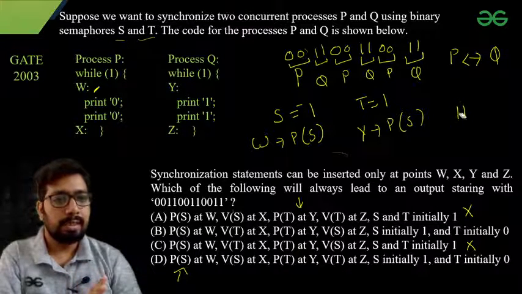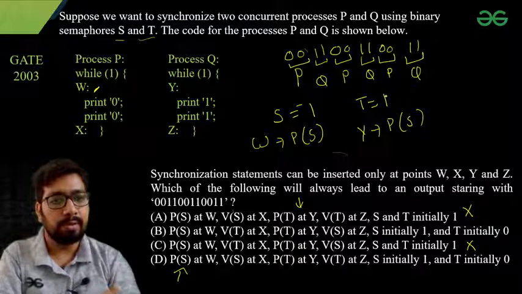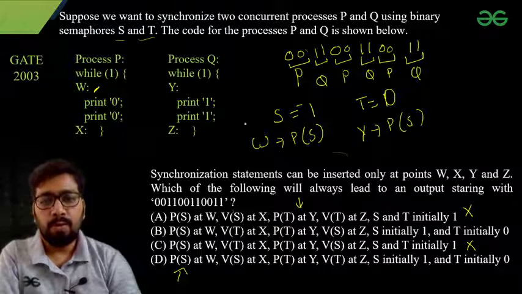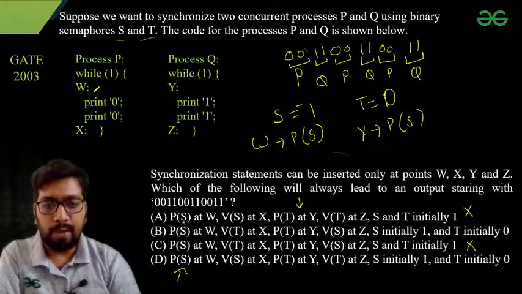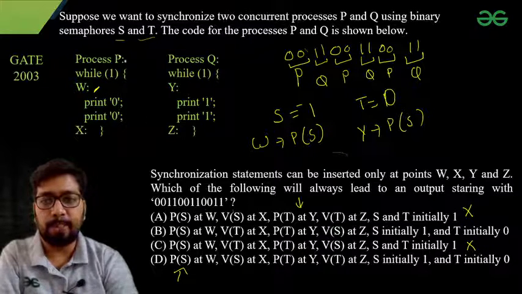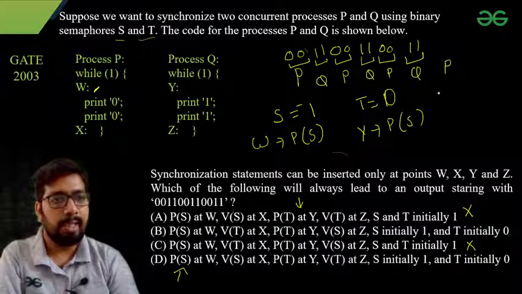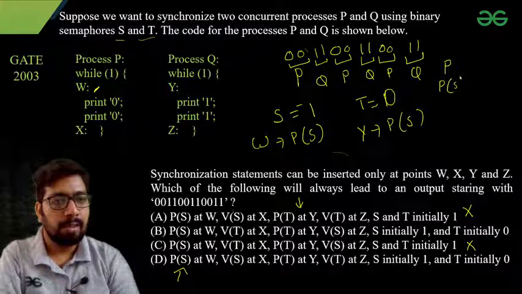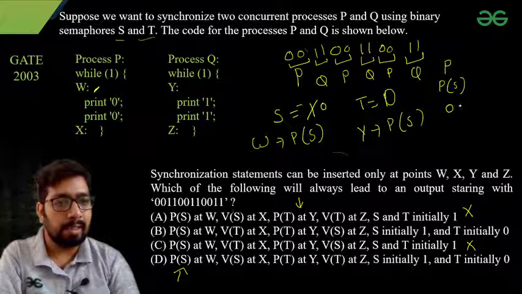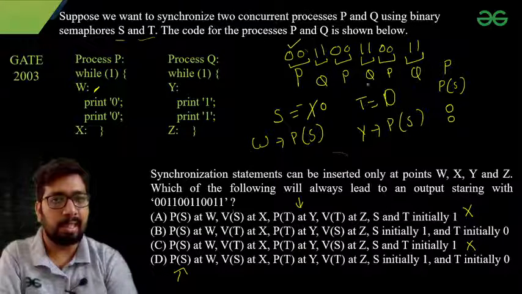Now let's see how it happened. Let me initialize T to 0, so the value of T must be 0. Now if you can see P of S, it is performed as W. So process P is performing P of S. When it is performed, the value of S is 0, and after that it is printing 0 0. So 0 0 is printed here. This first line is printed.